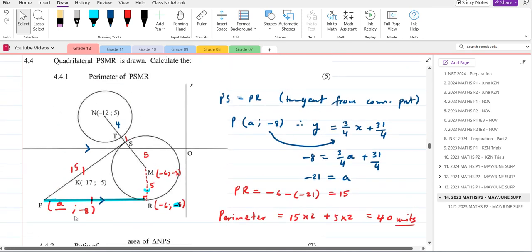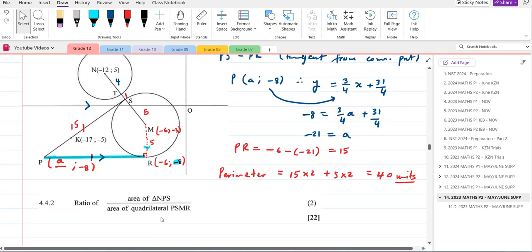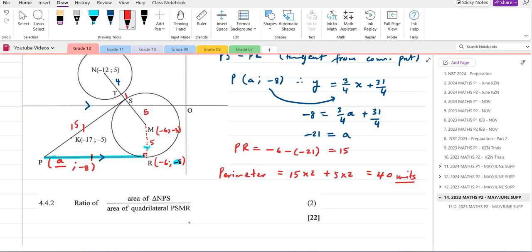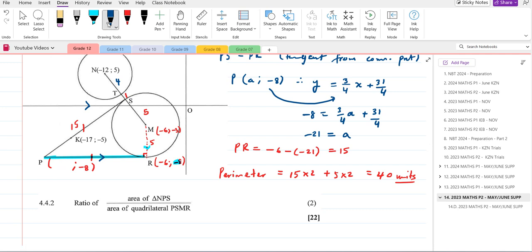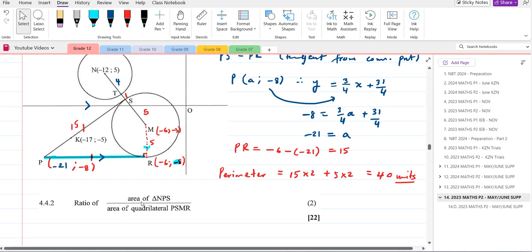So as you see, the problem is just getting more challenging, right? So let me take this A out now and put a value, which is, update our diagram. A was -21, okay? Because the next question is the ratio of the area of NPS to the area of quadrilateral PSMR. Now remember, PSMR is a kite.